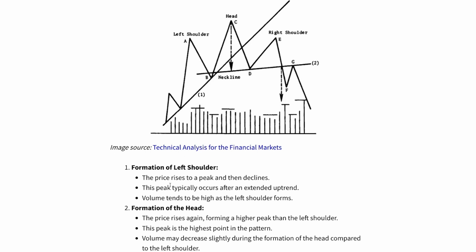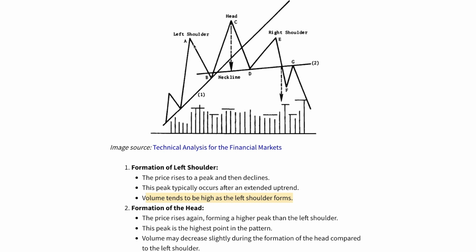So basically this peak typically occurs after an extended uptrend. The uptrend here could be going on for quite a bit, and then we're going to potentially lose some momentum and reverse the trend. And again, volume here tends to be high as this left shoulder forms. So we can see the volume bars here. As this left shoulder forms in the price, the volume is quite high.